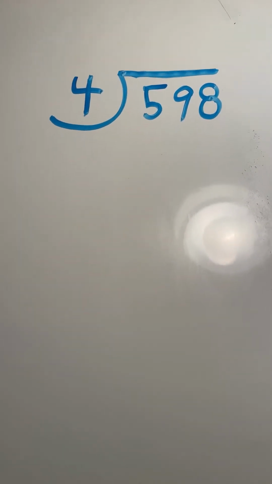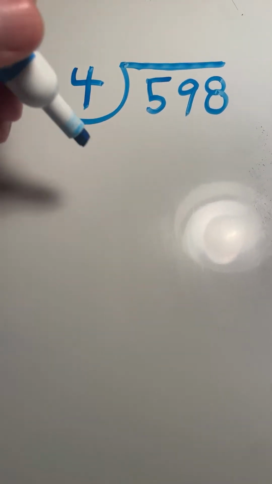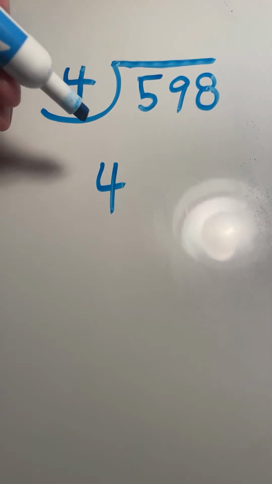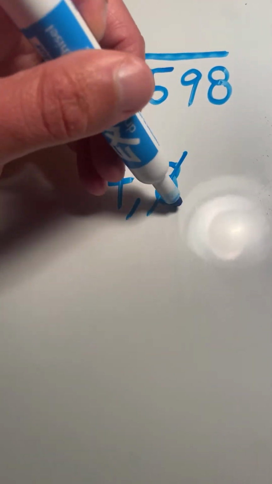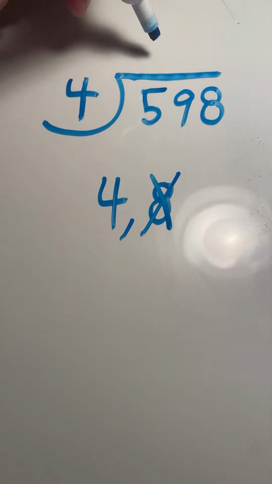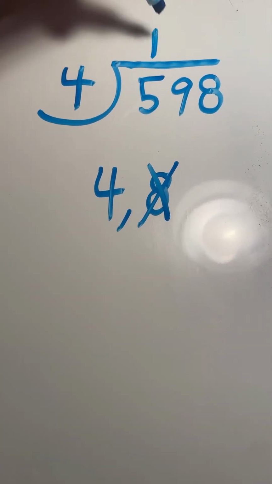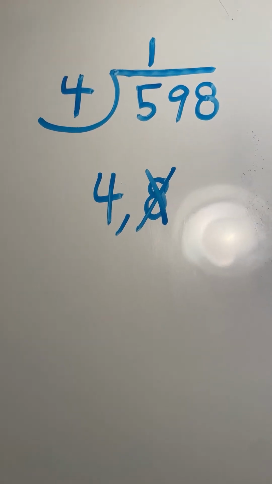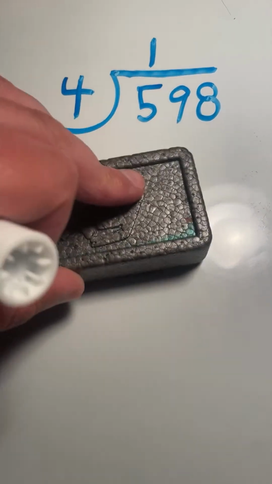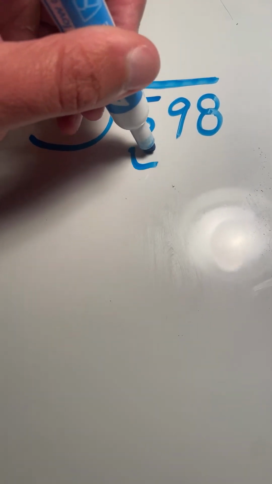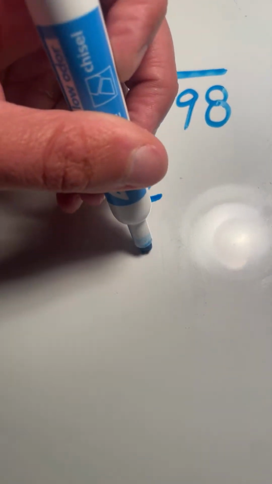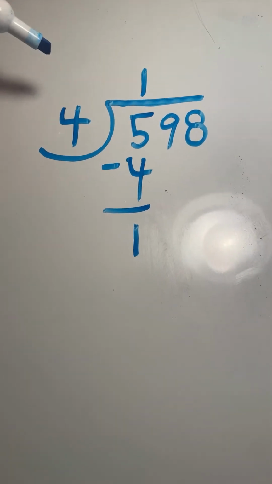So we have to figure out how many groups of 4 go into 5. 4, that's one group of 4. If I count by 4 again, I'll be at 8. That's too far, so I was able to get one group of 4 within 5. 4 was as close as I could get to 5 without going over, so 4 is what I'm going to subtract. 5 minus 4 equals 1. We have a remainder of 1.